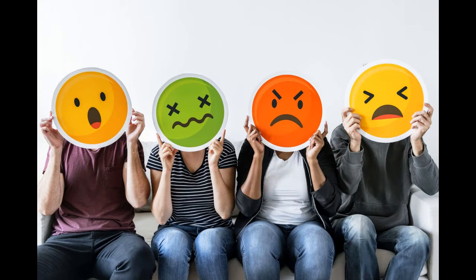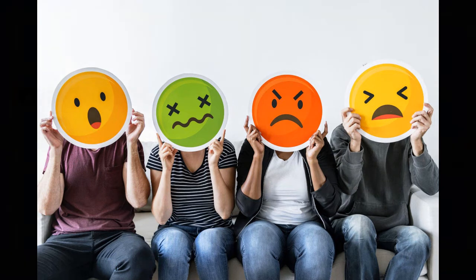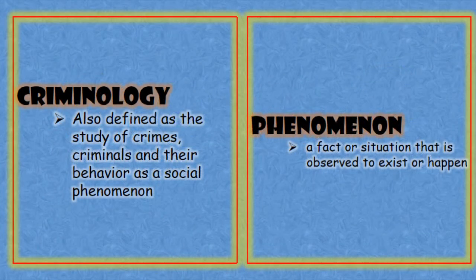An example is a behavior of a person. Diba? Na-observe natin kung paano umasta ang isang tao. Kung ano yung ugali ng isang tao, di ba? Kung paano makipag-interact yung isang tao dun sa society. So, yun, any facts or situation that we observe or can be observed, we term it as a phenomenon. So, yun yung tinutukoy natin dyan.